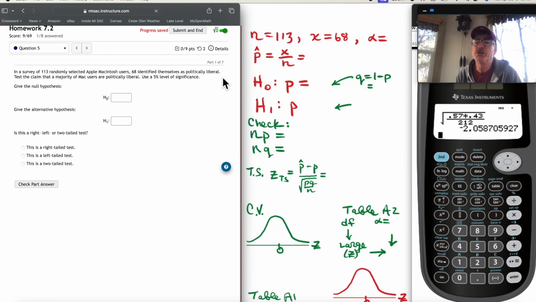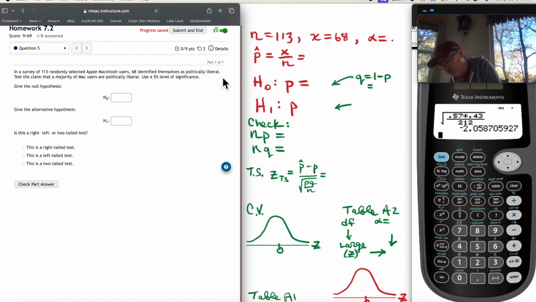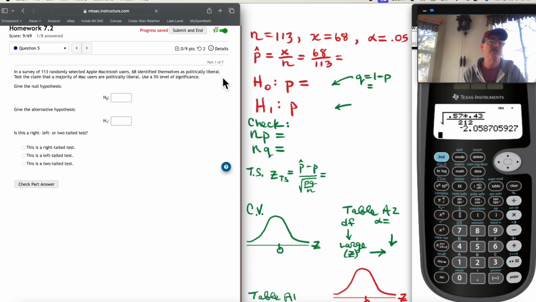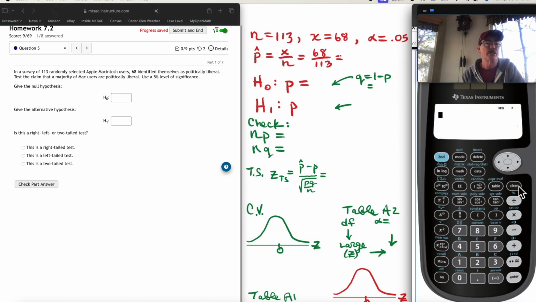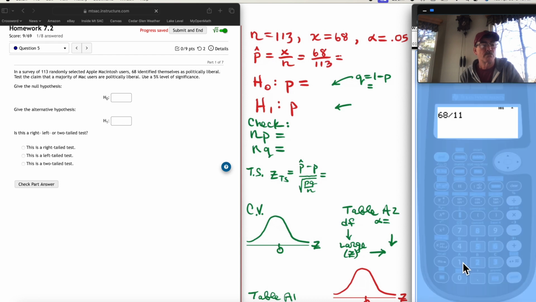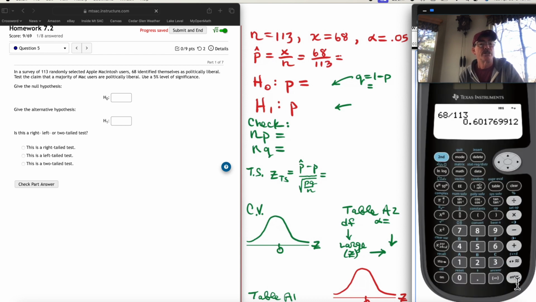It says test the claim that a majority of Mac users are politically liberal, and our alpha is going to be 0.05 again. Okay, politically liberal. Since I'm here, I'll go ahead and do my p-hat value. So this will be 68 over 113, and again we'll do 3 significant figures here. Let's do that real quick. So that's 0.602, I guess we'll go with.